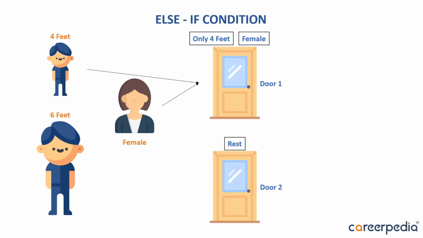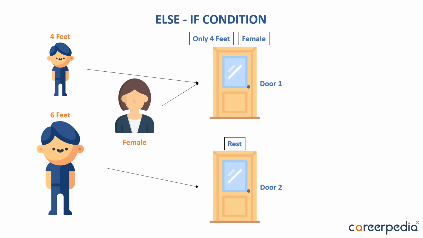Now the turn comes for the 6 feet person. He will first check for 4 feet, and it will say that he is not able to satisfy the condition. Then he will not use the rest door; he just goes to the next condition, which is female, and sees if he is able to satisfy the condition. No, he is not able to satisfy the female condition also, so he will take the route of door 2, which is the rest operation.